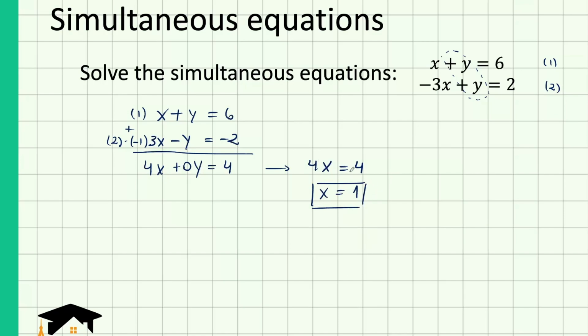Now we can substitute x equals 1 into, for example, the first equation to get 1 instead of x plus y equal to 6. And so y is equal to 6 minus 1. That's 5.